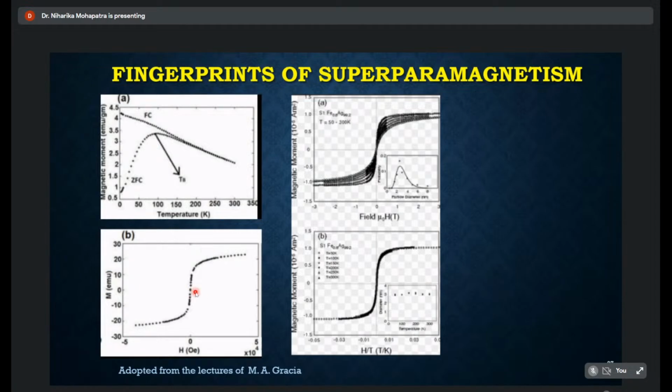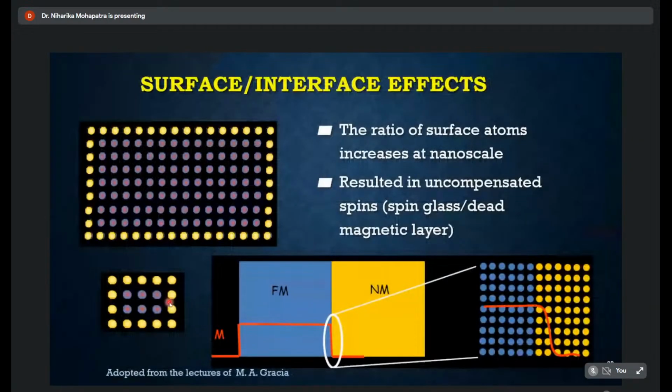And this loss of coercivity, I have already discussed. These are some of the examples of how the superparamagnets behave. Okay, so these are some of the magnetic characteristics. Now, what will happen to the surface and interface property if we reduce the size of the material?